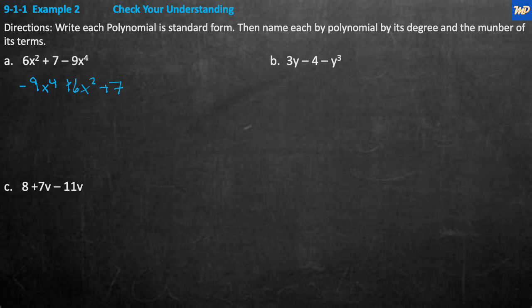So this is the order 4, 2, 0, if you will. And they're going from highest to lowest, from left to right. This is a fourth power, and fourth degree. Let's put it this way. Fourth degree, and it is a trinomial.